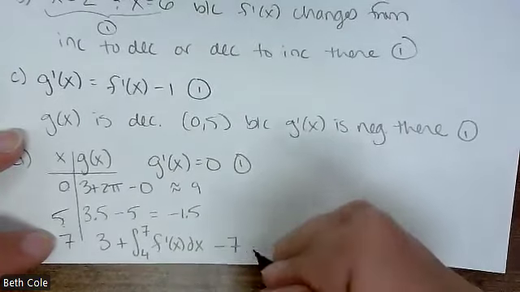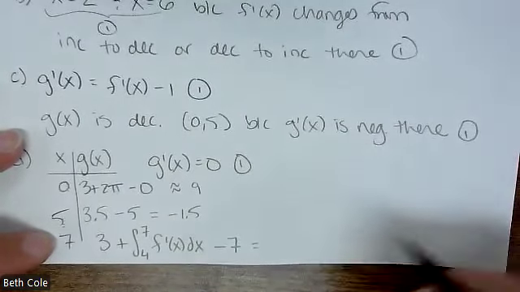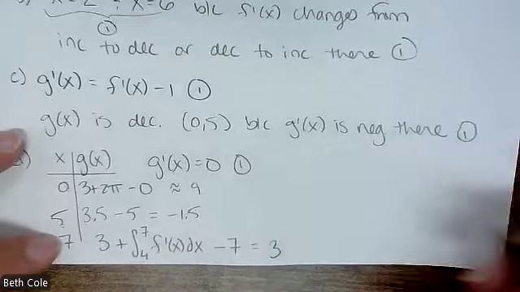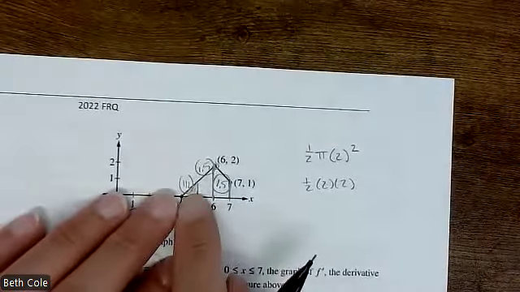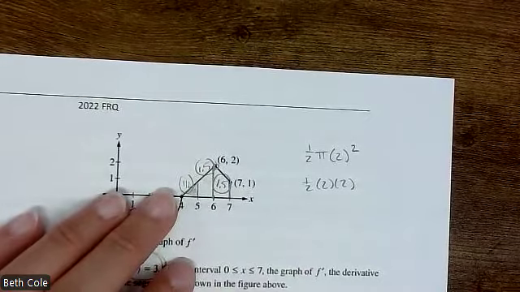Good job. So let's see what that's going to be. 3 plus, all right, what is your area from 4 to 7? I will bring the paper down for this. If you add all this together, 3.5.